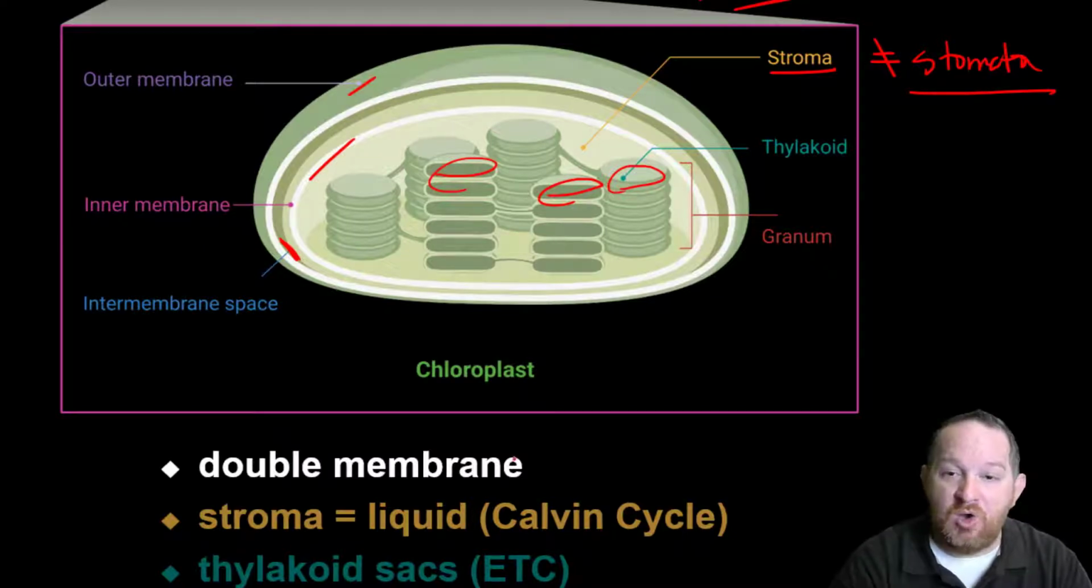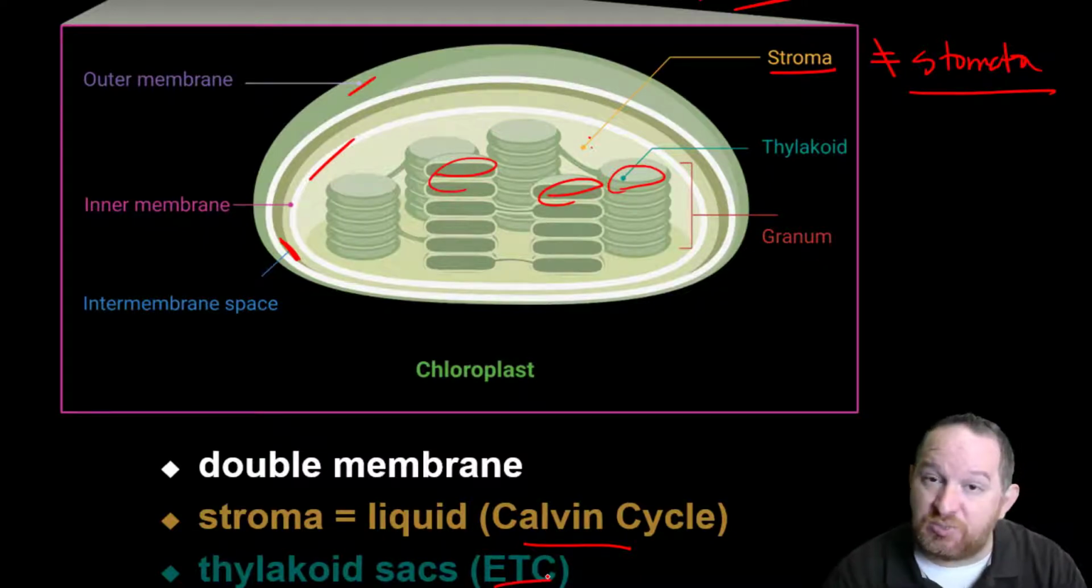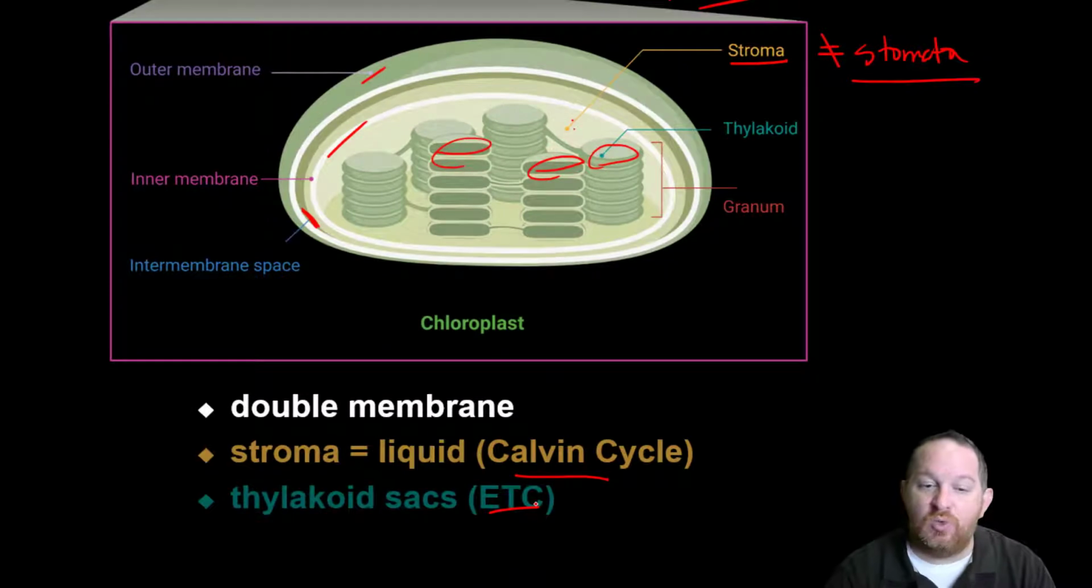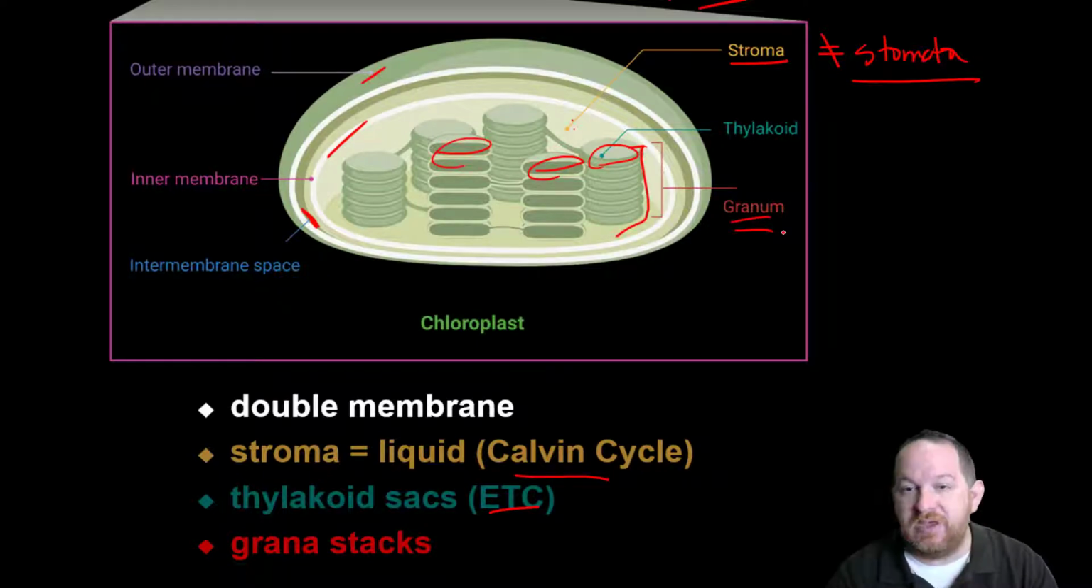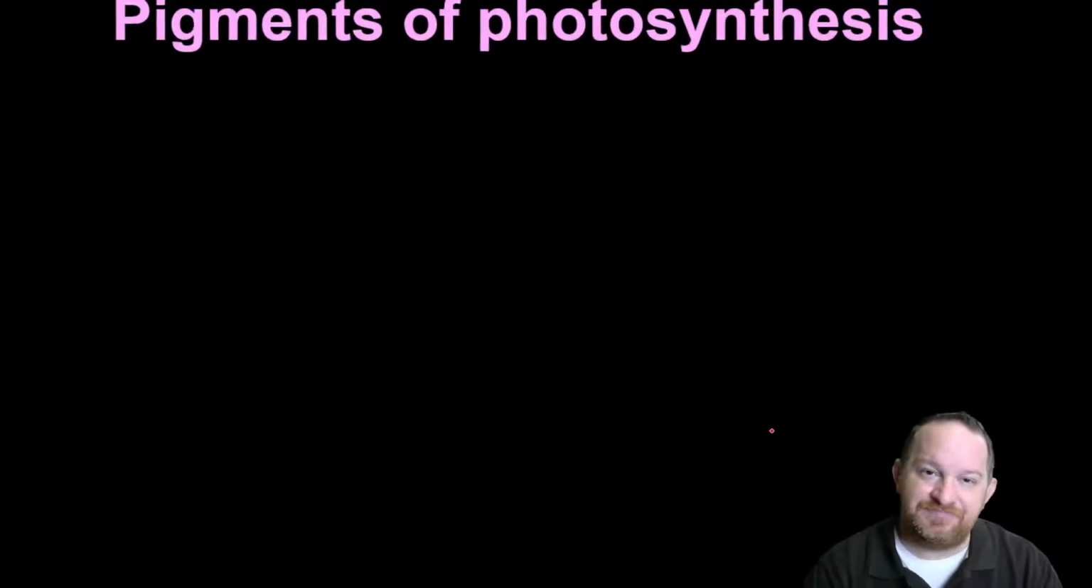So the stroma, this liquid portion, is where the Calvin cycle of photosynthesis is going to take place. The thylakoid sacs, or these thylakoid membranes, is where our electron transport chain, the light reactions, will take place. If you take a stack of these thylakoids, that's called a granum. Okay? Stack of thylakoids called a granum. Okay, so that is the internal structure of the chloroplast.